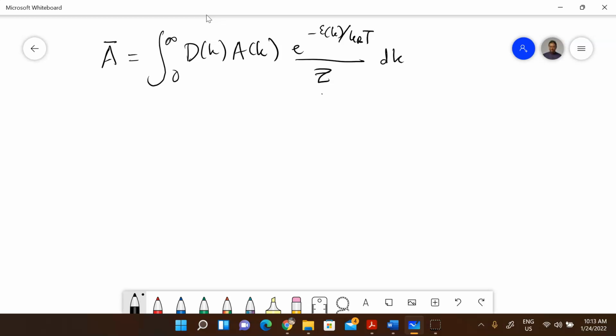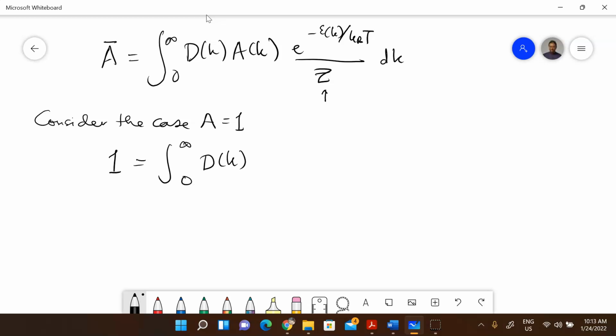Now we do not know this yet, okay? So what do we do? The only way we can actually get to dispose of this quantity is to just remember that this is supposed to be a kind of normalization. So now instead consider the case where A equals 1. Okay, so then you'll be getting the following. So the average value of 1 is always 1. So but then you have an expression over here, the integral of dk times 1, and then exponential minus epsilon_k over kBT over Z times dk.